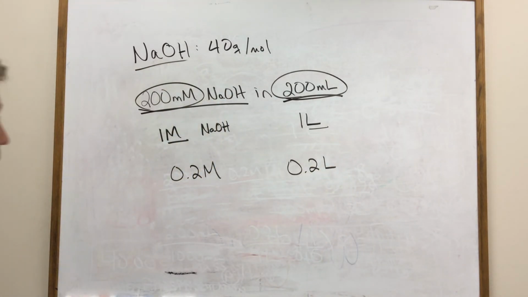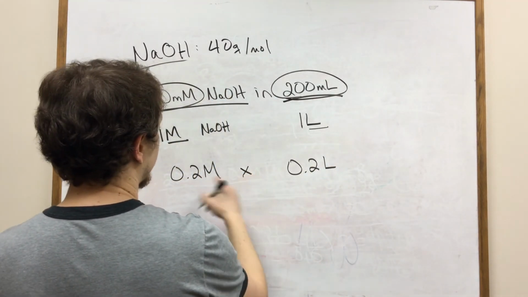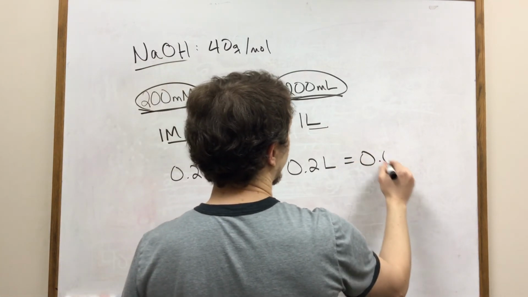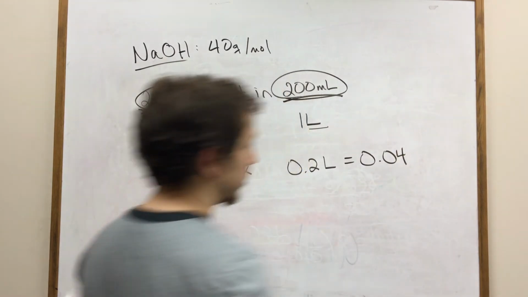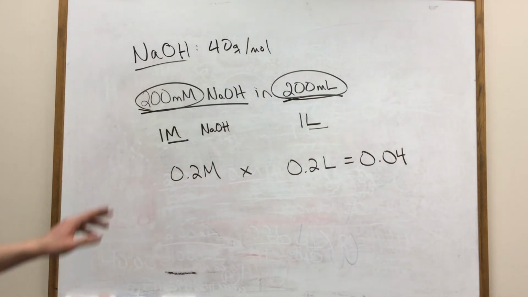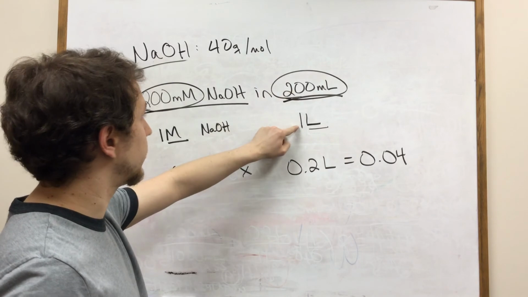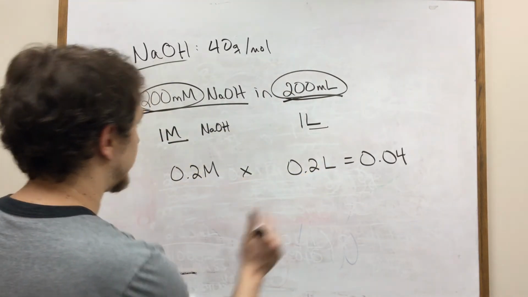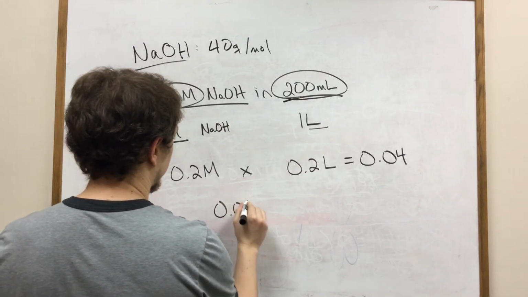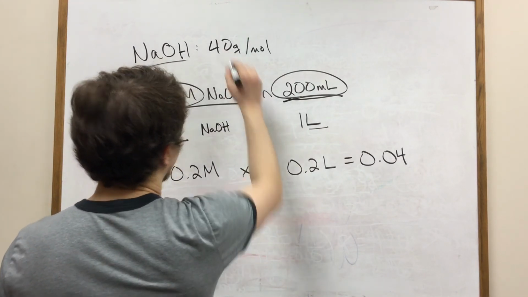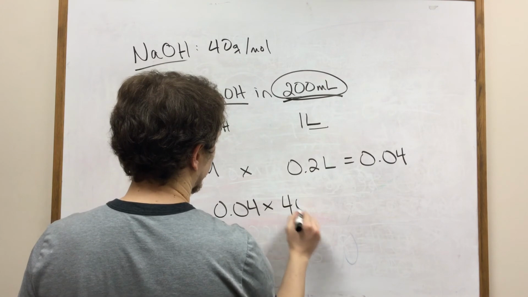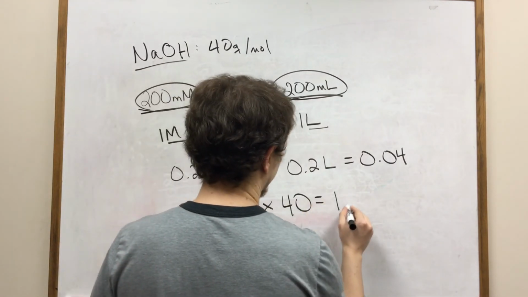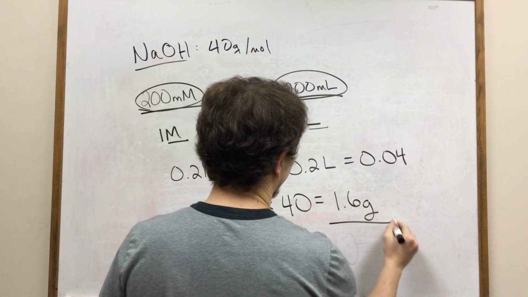Then what you can do is simply multiply these two numbers by each other, which should give you 0.04. So you take the fraction of liters, the fraction of moles, you multiply them by each other, and then you take that number and you multiply it by your grams. If I did this, it will give me the same answer that I got before.